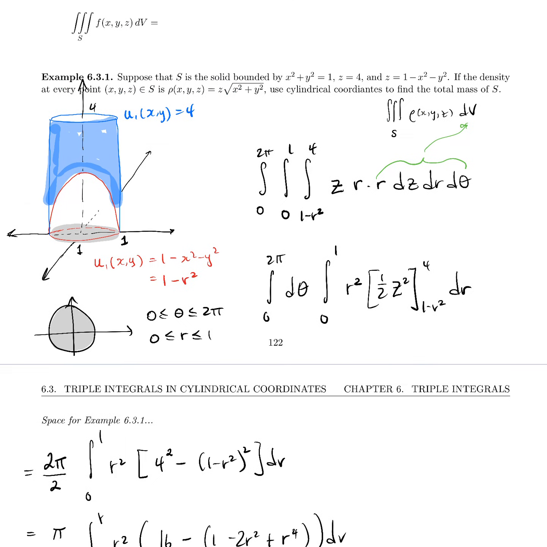So the moral of the story is this would have been excruciating to evaluate in rectangular coordinates, right? Because this projection down in the xy plane is a circle, which would be a nasty root function, which to integrate over would probably require trigonometric substitution. So much easier to describe, especially since we have a cylinder, to describe the region in terms of cylindrical coordinates and to use them to evaluate and to find the answer.